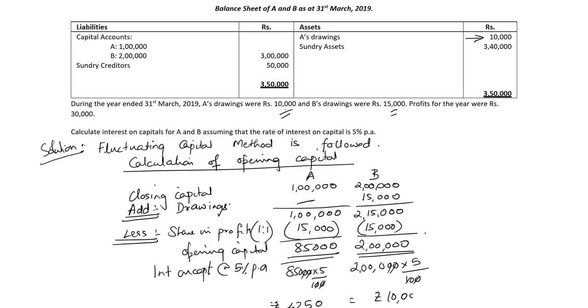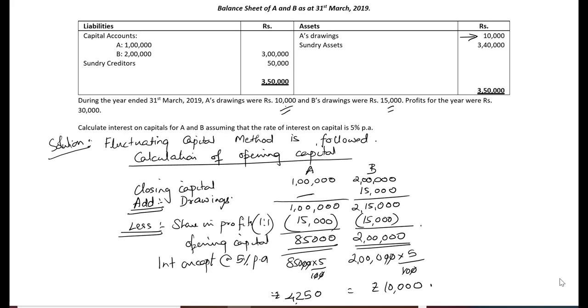So in this example we learned the concept of when the partner's drawings continues to appear in the balance sheet, it means that the drawings to that extent has not been transferred to the capital accounts of the partners, and therefore even though we are following the fluctuating capital method, the drawings to such an extent will not be added back to the capital.